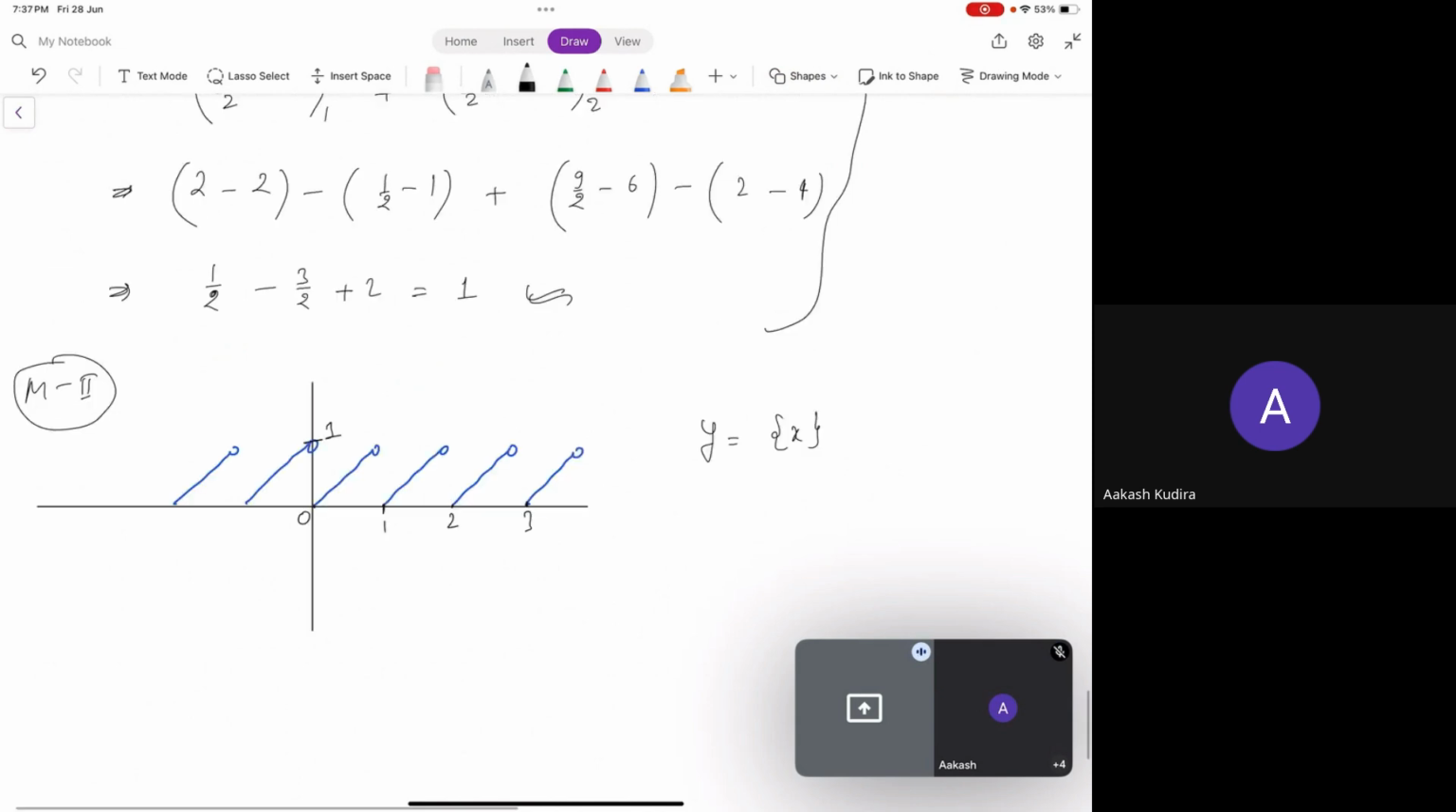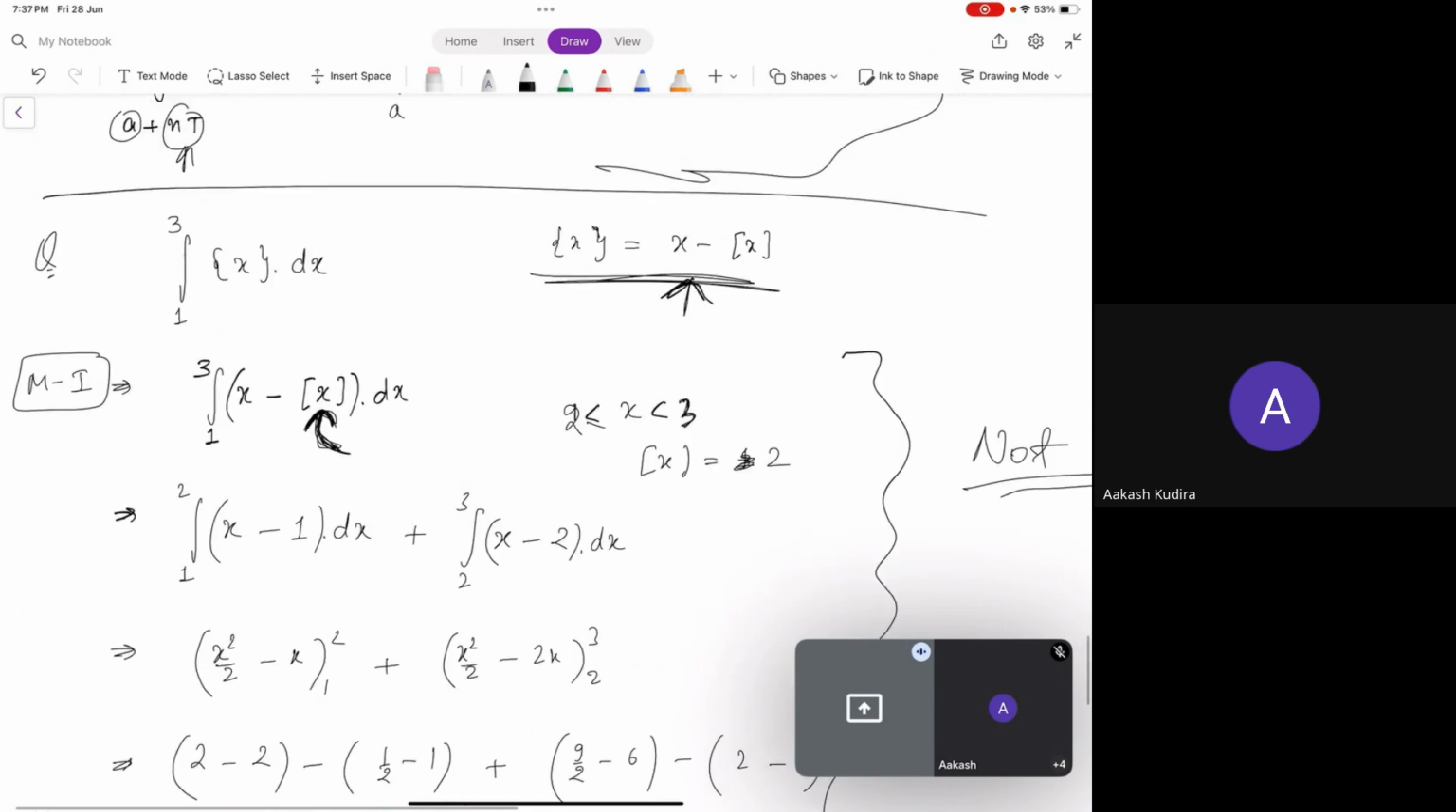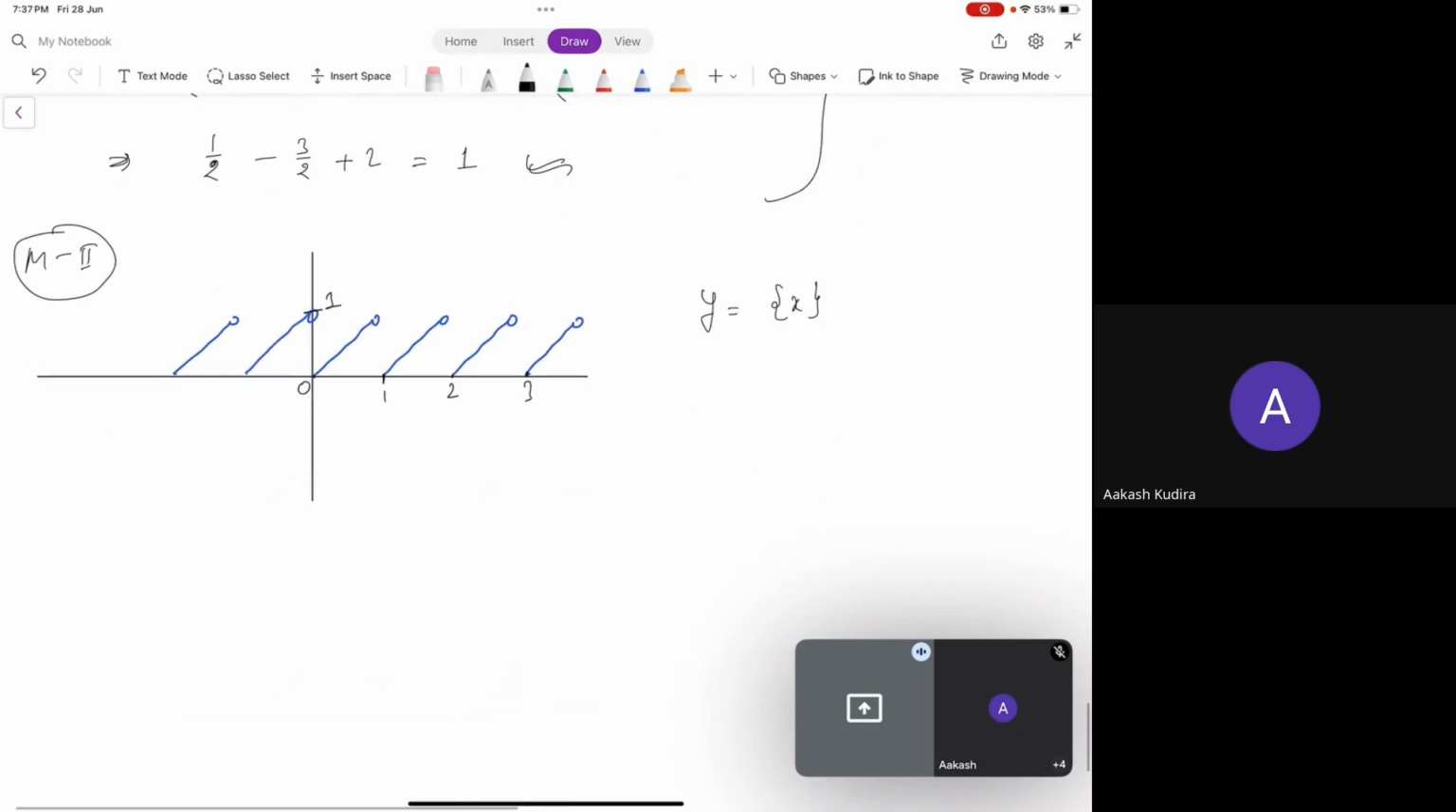Now we know very well that this thing is actually the algebraic area from 1 to 3, with respect to the x-axis. Obviously, this is the area, 1 to 3 only, not 4. So 1 to 3, this is the area, right?